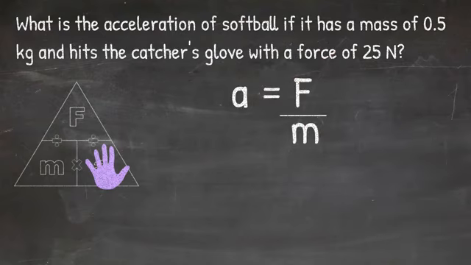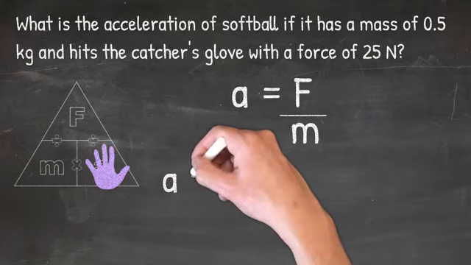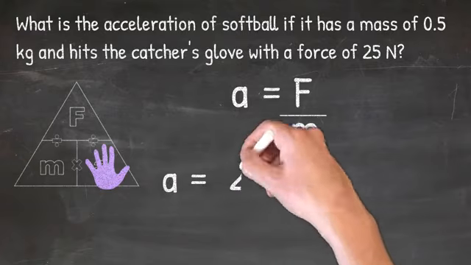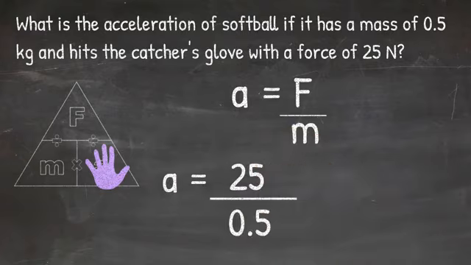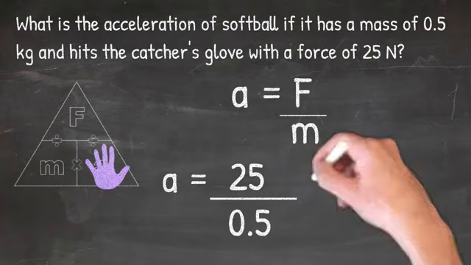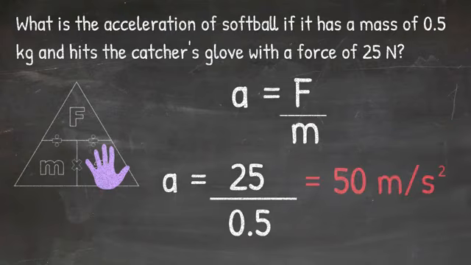So from here, I can just pull the force and the mass from the problem and plug them into my formula. And that gives me 25 divided by 0.5. I can plug this into my calculator, and that will tell me that the acceleration of the softball is 50 meters per second squared. Now you know how to solve the equation F equals ma.